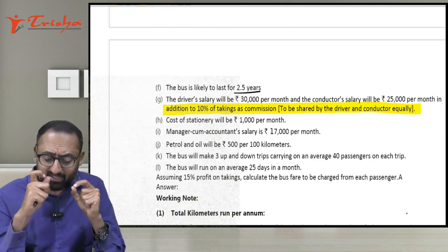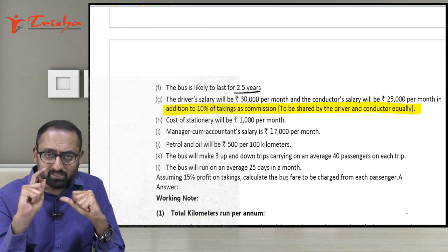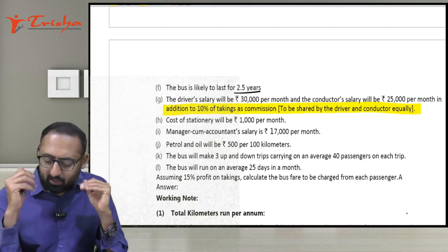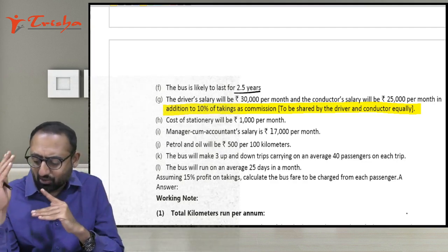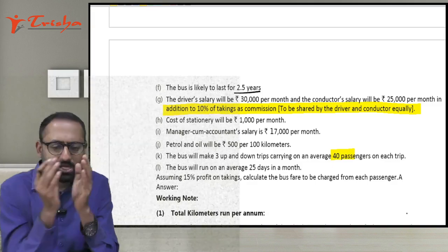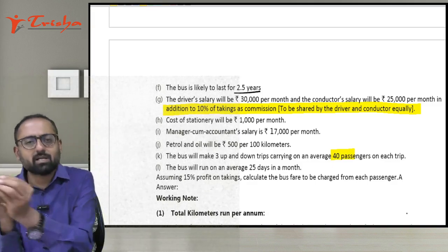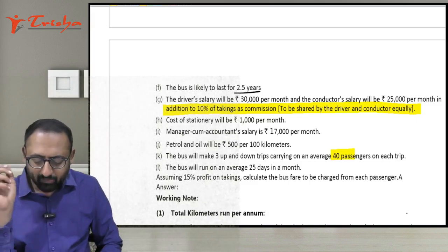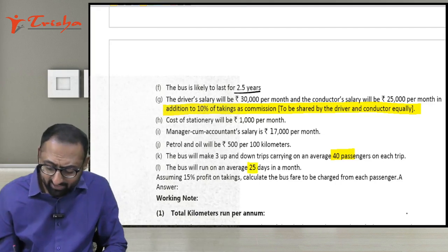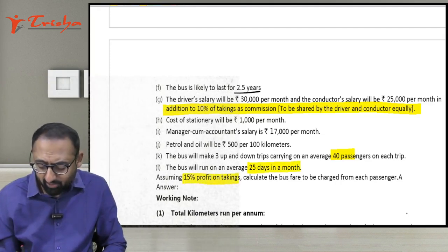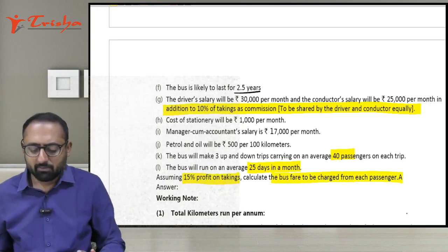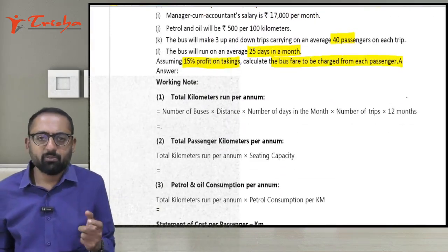The bus will make 3 up and down trips. So it will go 3 times and come back 3 times. So there will be 3 round trips, 3 into 2 ways, right? Carrying on an average 40 passengers on each trip. So while calculating passenger kilometers, you just have to multiply 40 passengers with the kilometers. The bus will run on an average 25 days in a month. Assuming 15% profit on takings, calculate the bus fare to be charged from each passenger.